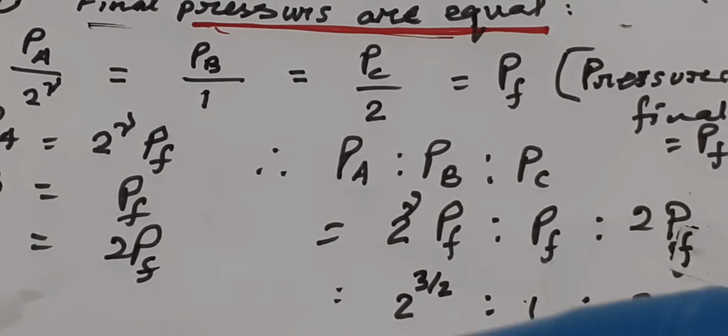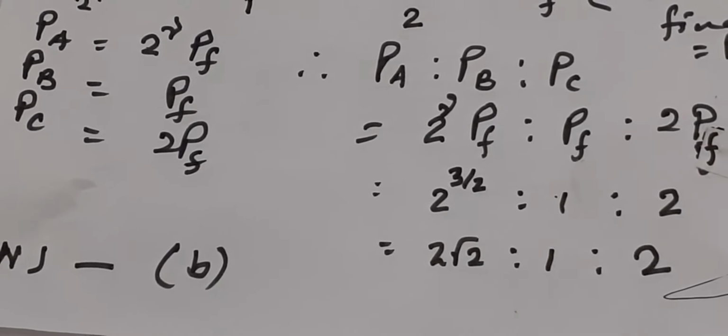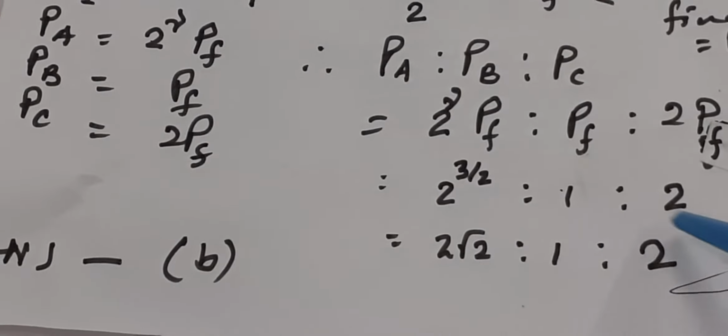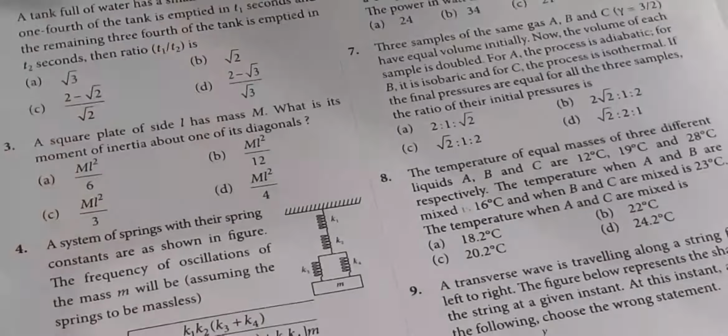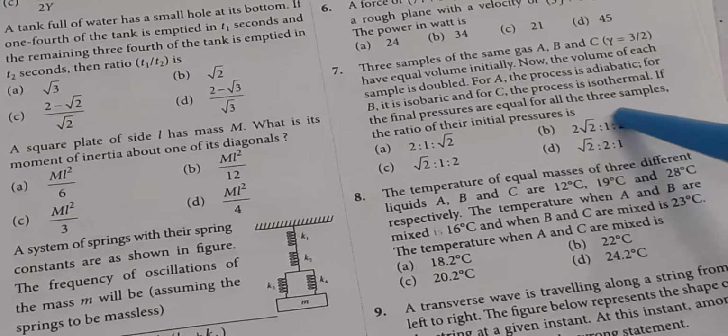That means 2 to the power 3 by 2, what does it mean? 2 root 2 will be there. Here it will be 2 root 2, then 1, then 2. This will be the answer. B is the choice here. You can see B is the correct one.